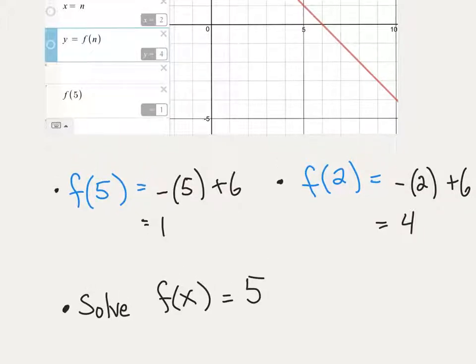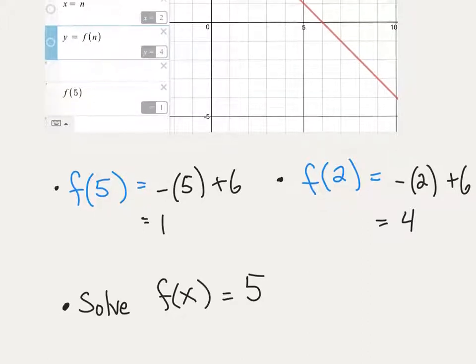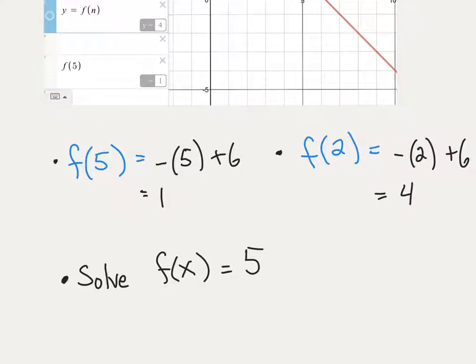Solve f of x equals 5. What you're doing when you solve f of x equals 5 is I'm asking you, what is the input I need to get an output of 5? Let's say that again. When I ask you to solve f of x equals 5, I'm asking you, how do I get an output of 5? What is the input that corresponds to an output of 5?